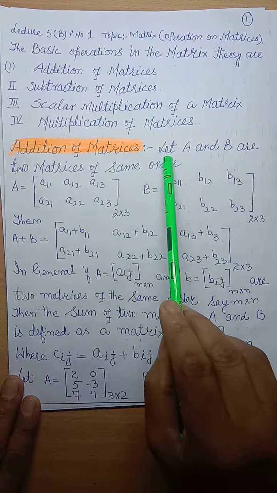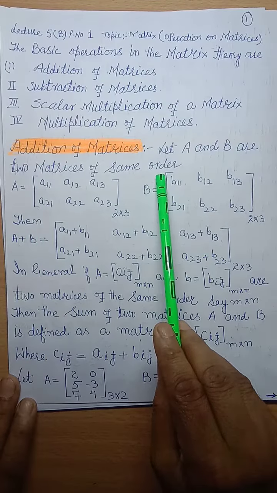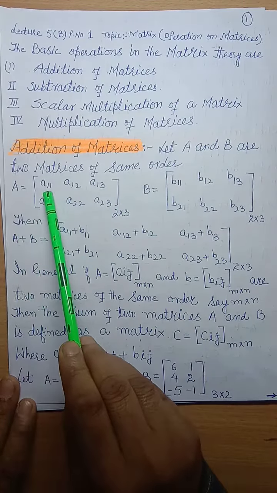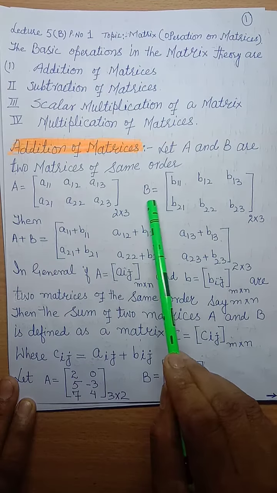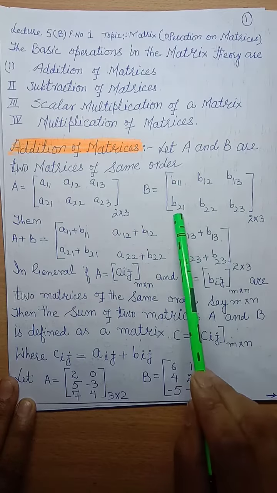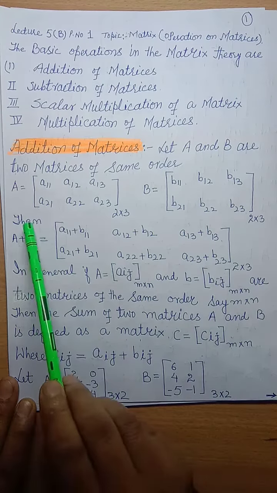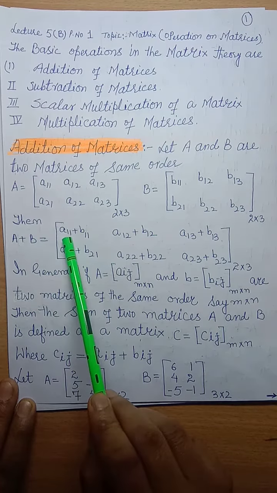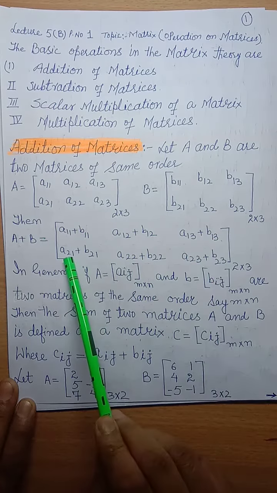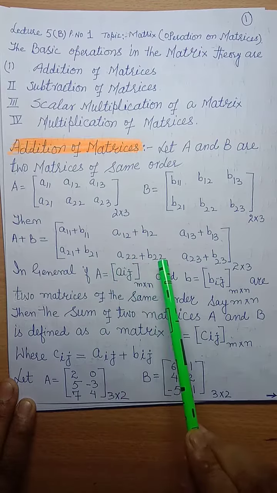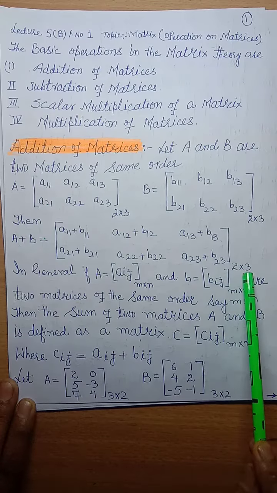Addition of matrices. Let A and B be two matrices of the same order. For example, A is equal to A11, A12, A13, A21, A22, A23, B is equal to B11, B12, B13, B21, B22, B23, of order 2 cross 3. Then A plus B is equal to A11 plus B11, A12 plus B12, A13 plus B13, A21 plus B21, A22 plus B22, A23 plus B23. ऑर्डर आ गया इसका 2 क्रॉस 3.